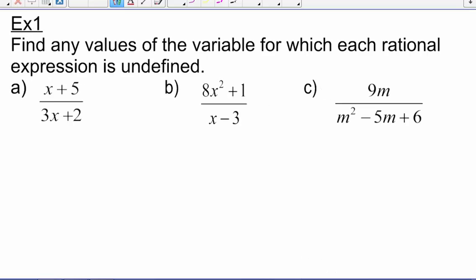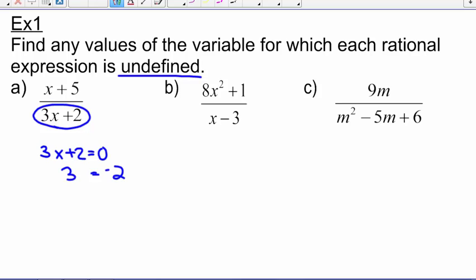In example 1, it says find any values of the variable for which each rational expression is undefined, which means what? Dividing by 0. We can't do it. So what makes the bottom 0? Well, I have 3x plus 2. I set it equal to 0 and I solve. I move the 2 over, and I should get x equals negative 2/3. If I put it back in, I would get a 0 on the bottom, which I can't do.